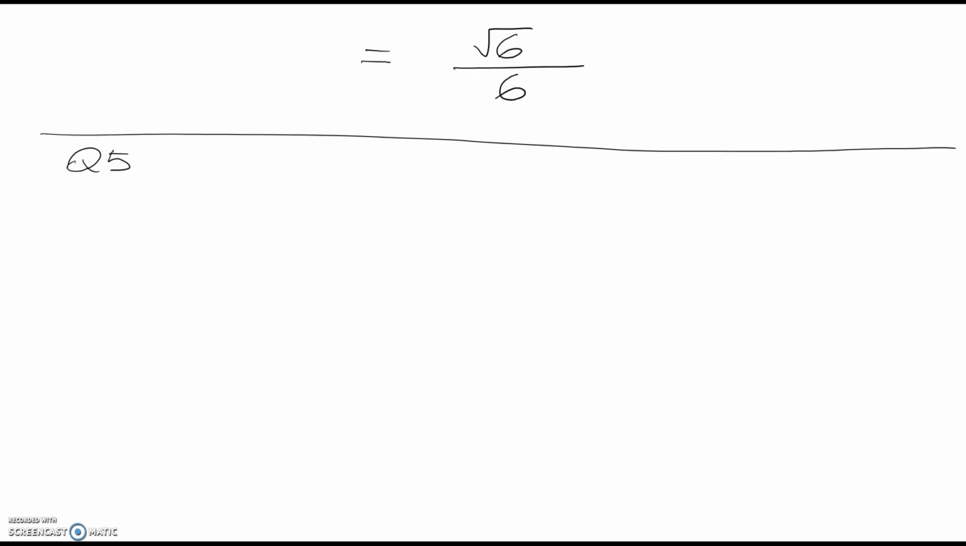Okay, so here's question 5. And we have to rationalize the denominator of each expression. So in part A, I have root 2 minus 1 all over root 2. So to rationalize the denominator means get rid of surds. Now there's a root 2 in the denominator right there. I need to somehow get rid of that.